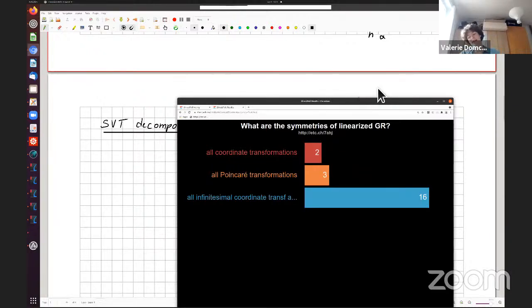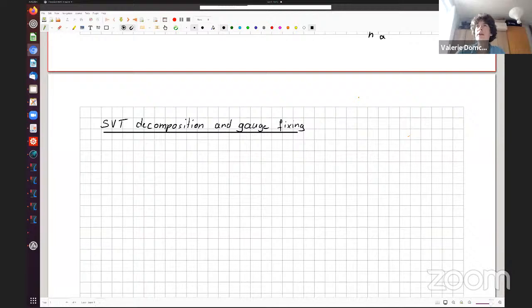Right, so there's a big majority for infinitesimal coordinate transformation and global Poincare transformation. And that is correct, which is interesting, because general GR has this first symmetry, the symmetry of all coordinate transformations. Somehow when we linearize it, we lose part of the symmetry. The reason we lose it is the following. So let's talk about symmetries. We start in full GR, with the general coordinate transformations.